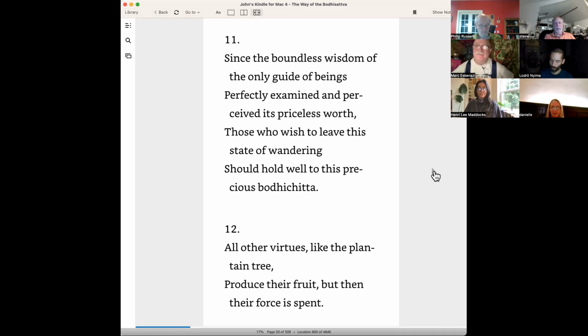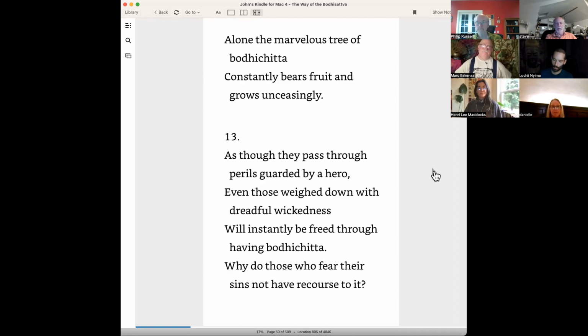All other virtues, like the plantain tree, produce their fruit, but then their force is spent. Alone, the marvelous tree of bodhicitta constantly bears fruit and grows unceasingly. Yeah. And produces Buddhahood, only bodhicitta, endlessly. Jenny.